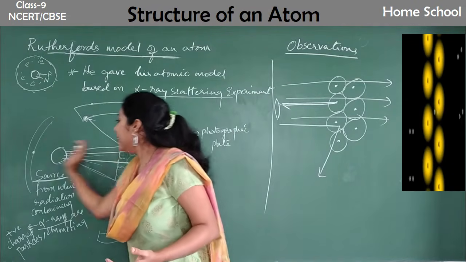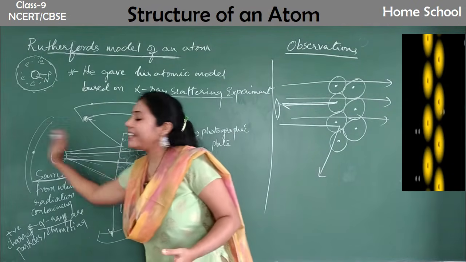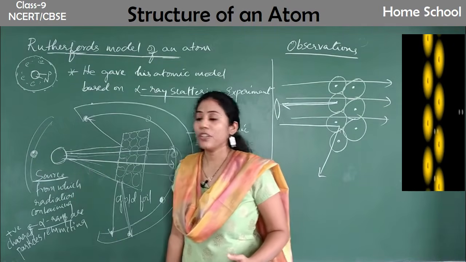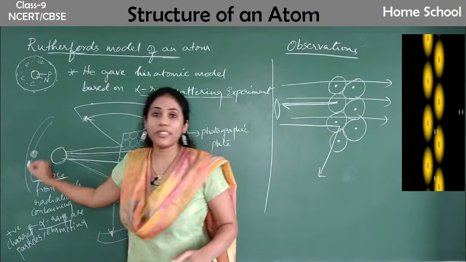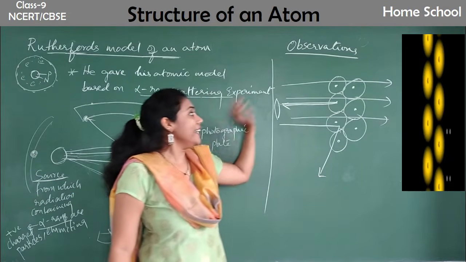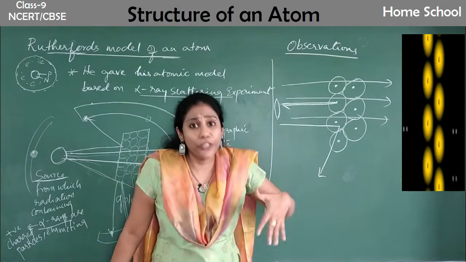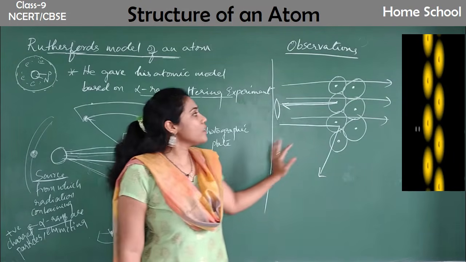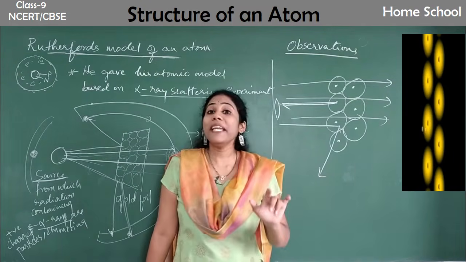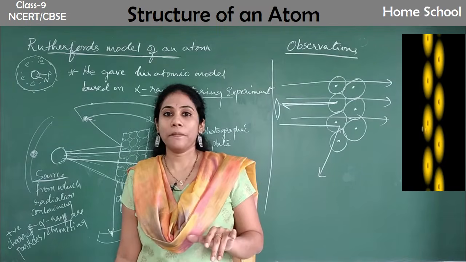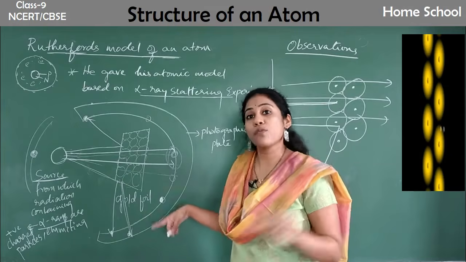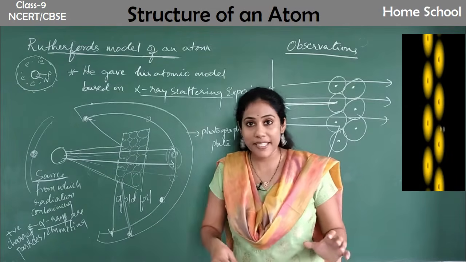The ray is completely coming back at 180-degree angles and it is hitting in this direction also. It is hitting here also. That means the ray has completely deflected back. Very few rays have deflected back like that. So this is the observation he made from his experiment. Now let us list out the observations he made from his experiment.